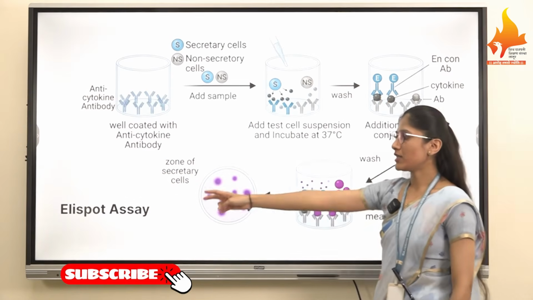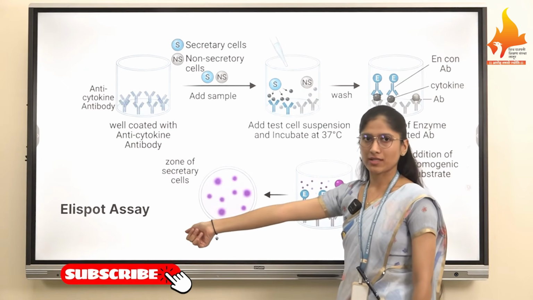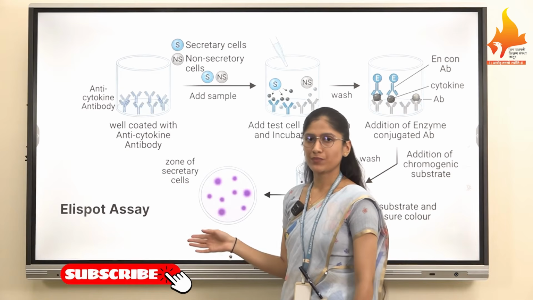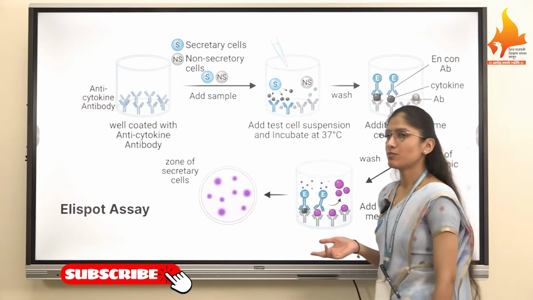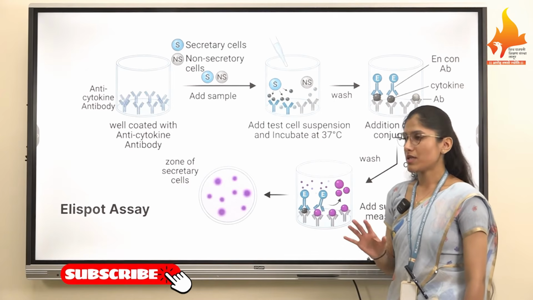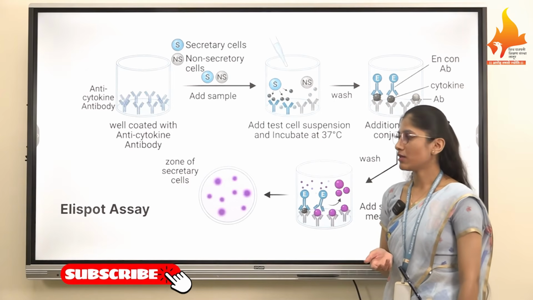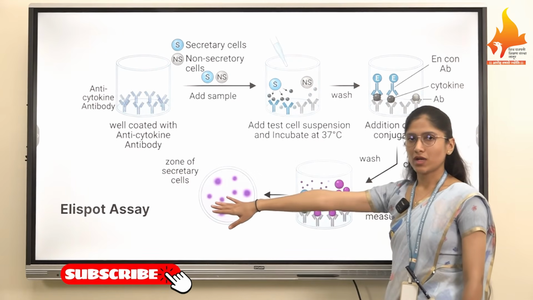Next, that is the ELISpot assay. The ELISpot assay is a modification of the ELISA assay. It stands for enzyme linked immunosorbent spot assay. Basically this ELISpot assay is used for the detection of cytokines, basically the secreting cells which produce the cytokines. For that purpose, we use the ELISpot assay.